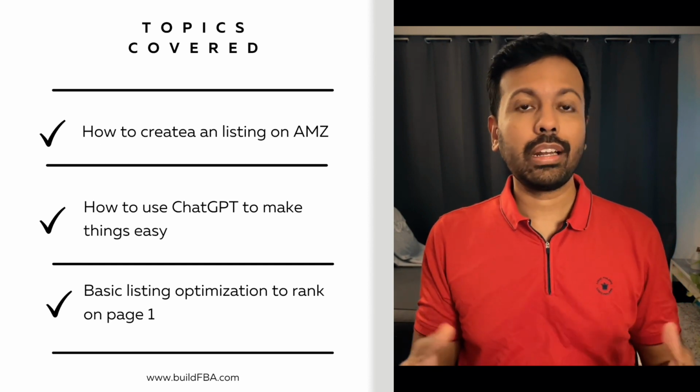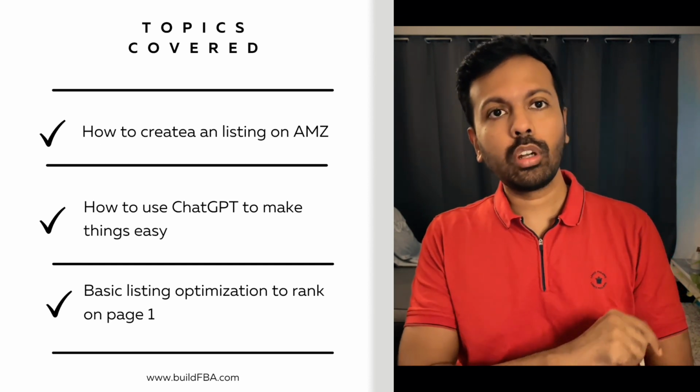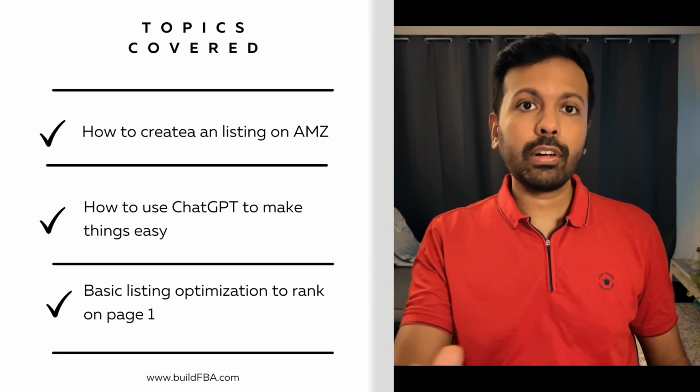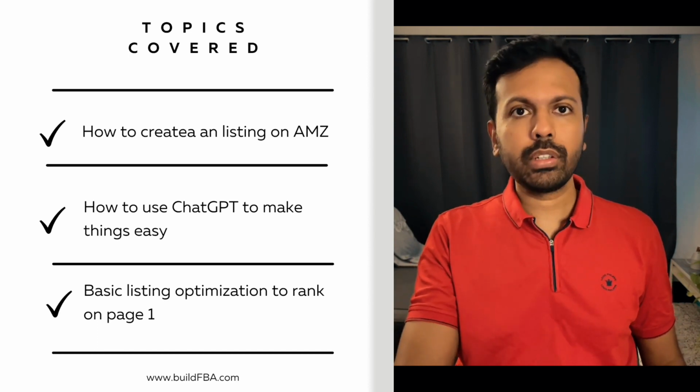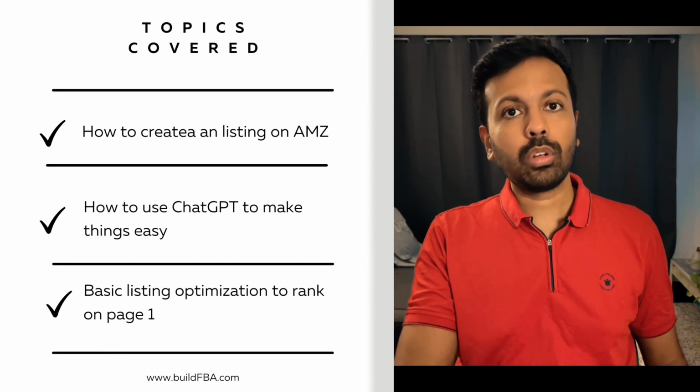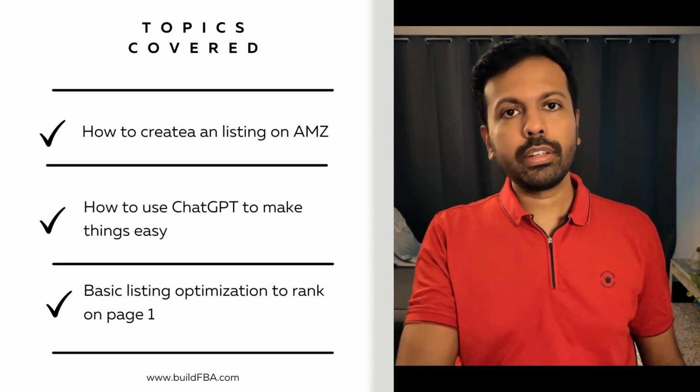So we have already decided what our product is, and in this video we are going to see how to create an Amazon listing, starting from scratch. Apart from that, I'm also going to show you how to use ChatGPT to create an Amazon listing. That's one part of it, and also how to optimize your Amazon listing.